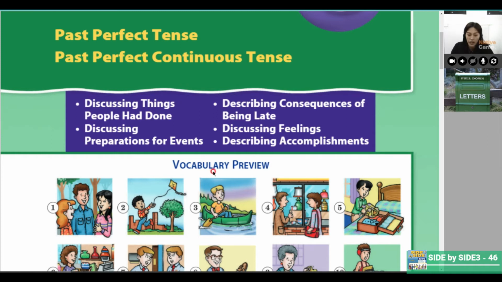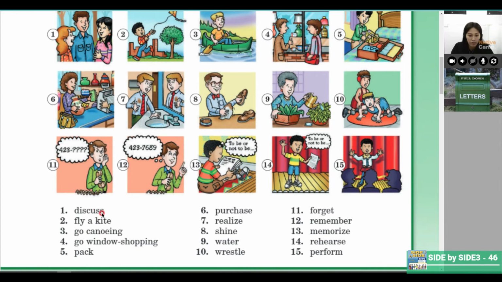Now let's have the vocabulary words, and please repeat after me. Discuss. Fly a kite. Go canyoning. Go window shopping. Pack. Purchase. Realize. Shine. Water. Wrestle. Forget. Remember. Memorize. Rehearse. Perform. Very good.